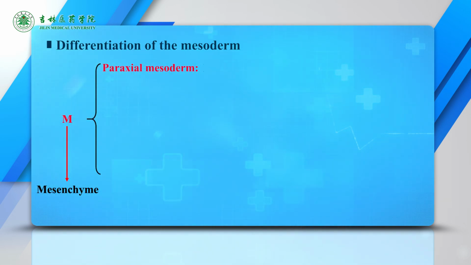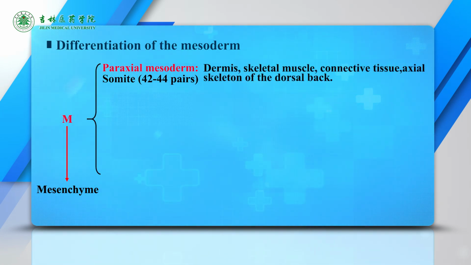Paraxial mesoderm. The mesoderm cells on both sides of the notochord proliferate rapidly, forming a pair of longitudinal cell cords, namely paraxial mesoderm. It then splits into mesoderm cell masses called somites. The somites are in pairs from the neck to the tail and gradually increase. At the 5th week, the somites were all formed, 42 to 44 pairs in total. The somites are mainly differentiated into dermatome, dermis, skeletal muscle, and axial skeleton, such as the spine.